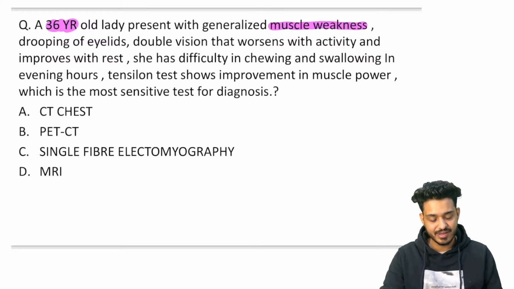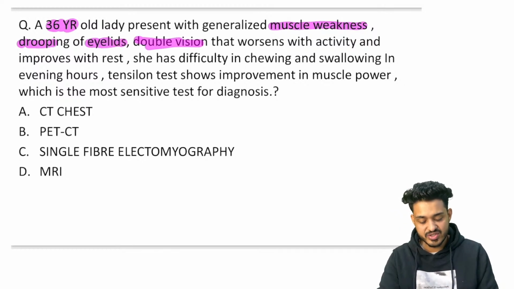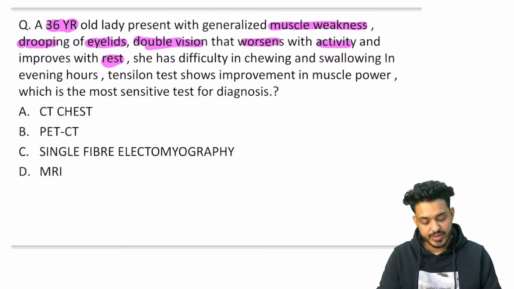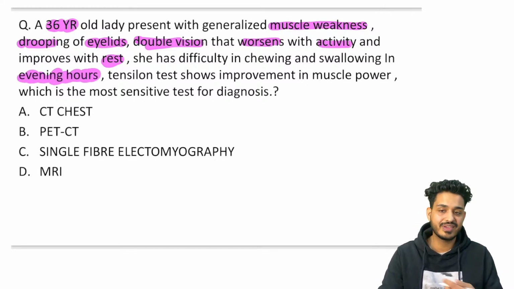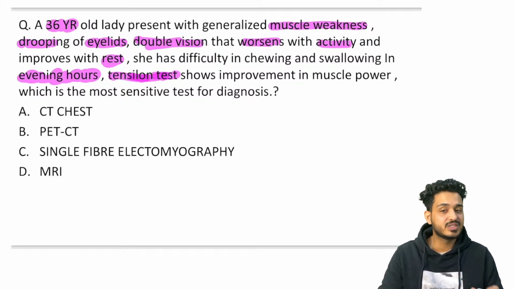This patient is having muscle weakness, drooping of eyelids, double vision, that is diplopia, that worsens with activity and improves with rest. Very, very classical statement, right? She has difficulty in chewing and swallowing in the evening hours. Tensilon test, all the clues are given. All these are the buzzwords, okay?